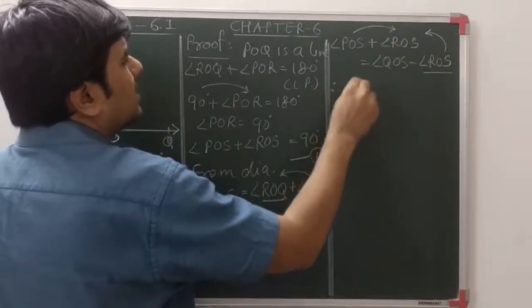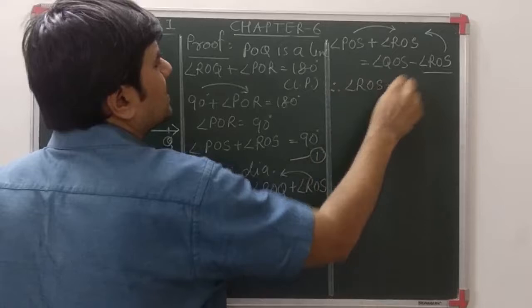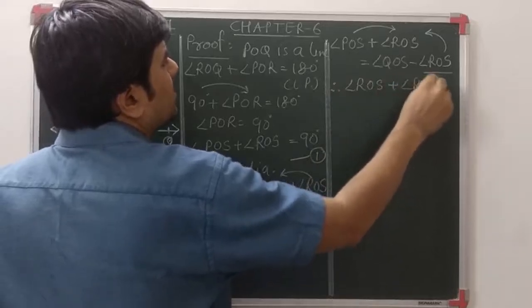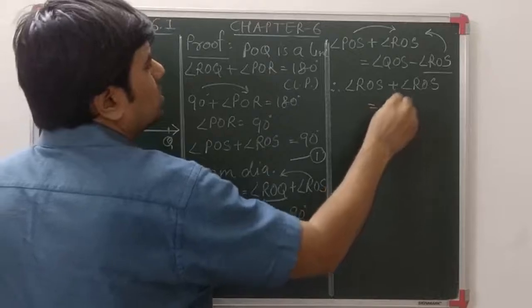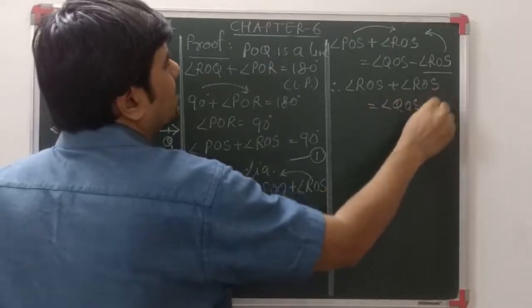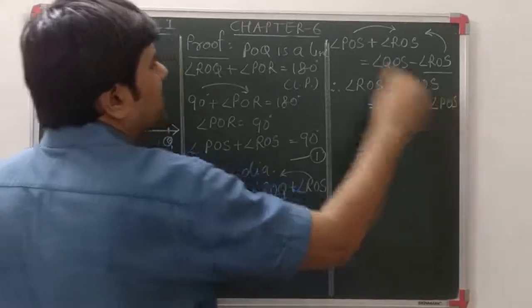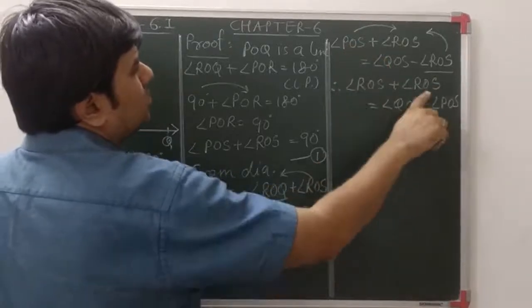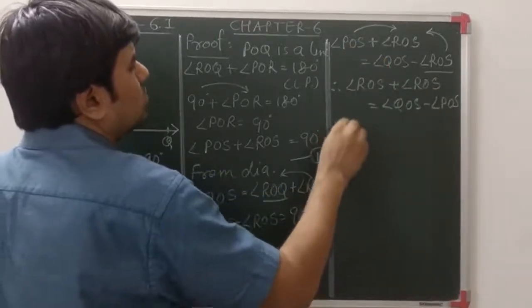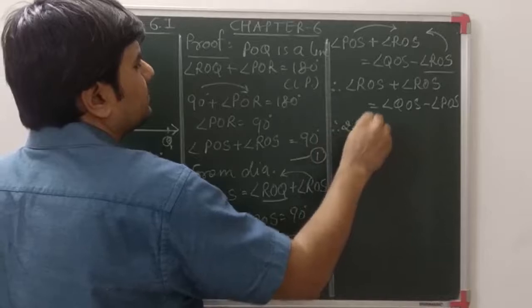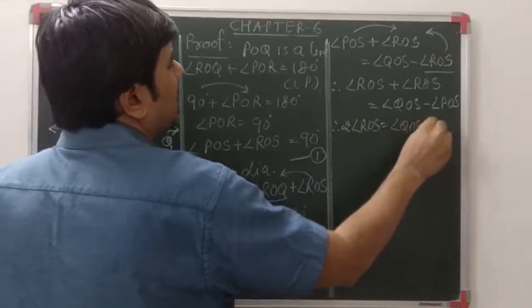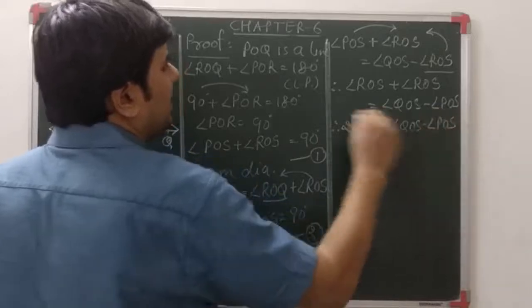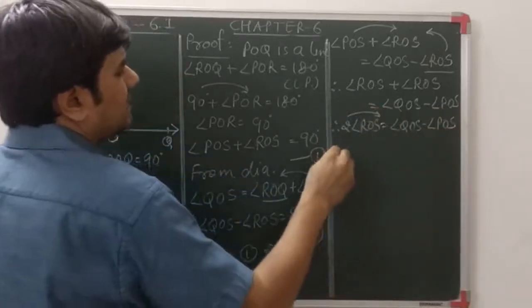So we are coming near to the proof. ROS plus ROS. Because as it was negative, it become positive. Is equals to QOS minus POS. Because I have taken this to the right hand side. I have 2 times ROS. So I can write 2 times ROS is QOS minus POS. Let me take this 2 to the right hand side.